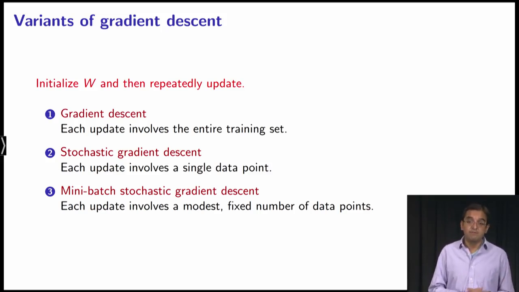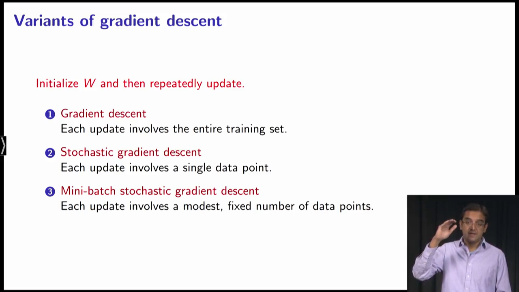The other extreme is stochastic gradient descent, where each update involves just one data point. That's much better, but in that case, the updates can be quite noisy. A nice compromise is mini-batch stochastic gradient descent, where the updates involve neither the full data set nor a single point, but a modest number of data points, say 1,000 data points at a time. So we can use any of these. The most common option is some kind of mini-batch stochastic gradient descent.